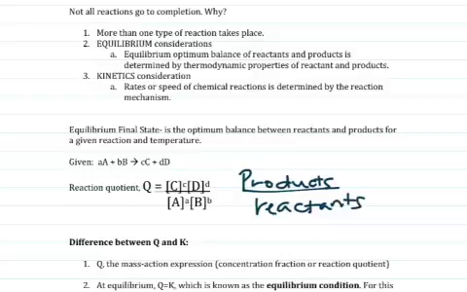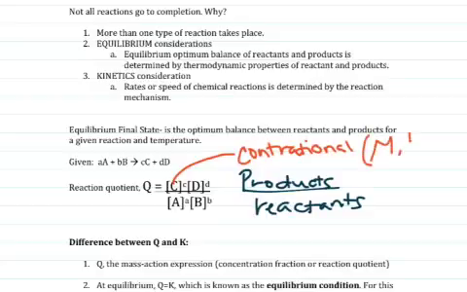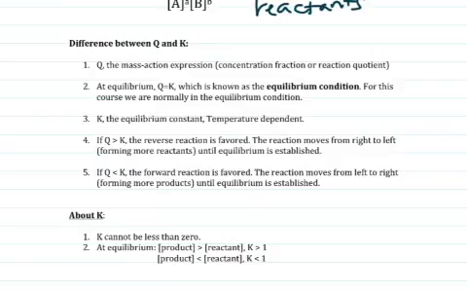Now one thing you want to keep in mind is that the big letters are concentrations. That means they are in molarity, so either the big M or moles over liter. Now there is a difference between the reaction quotient and K. Q has different names. It's known as the mass action expression, the concentration fraction, or the reaction quotient. More commonly, it's the reaction quotient.